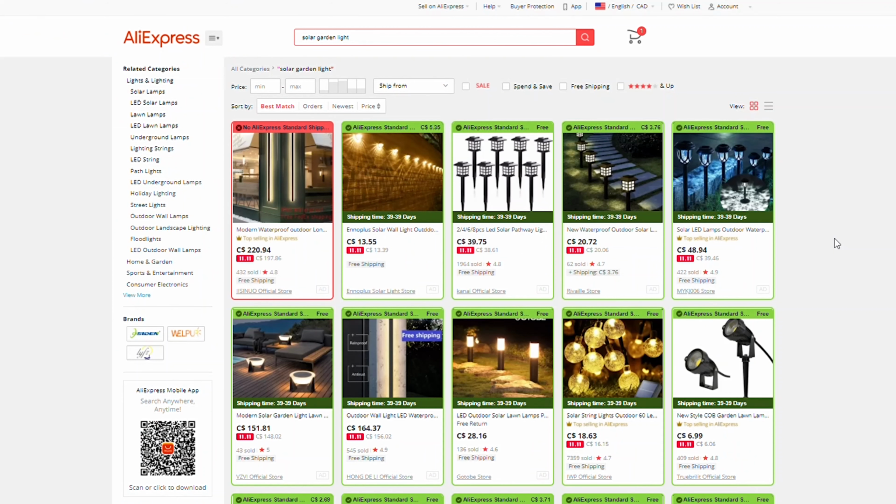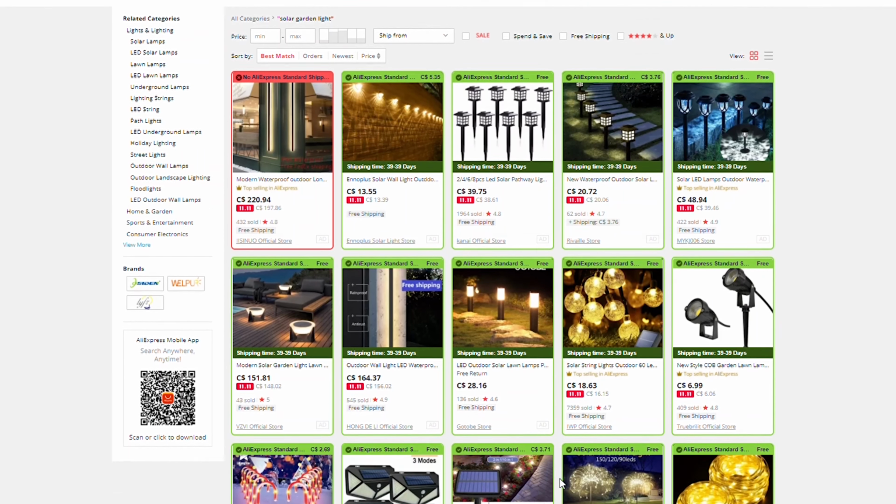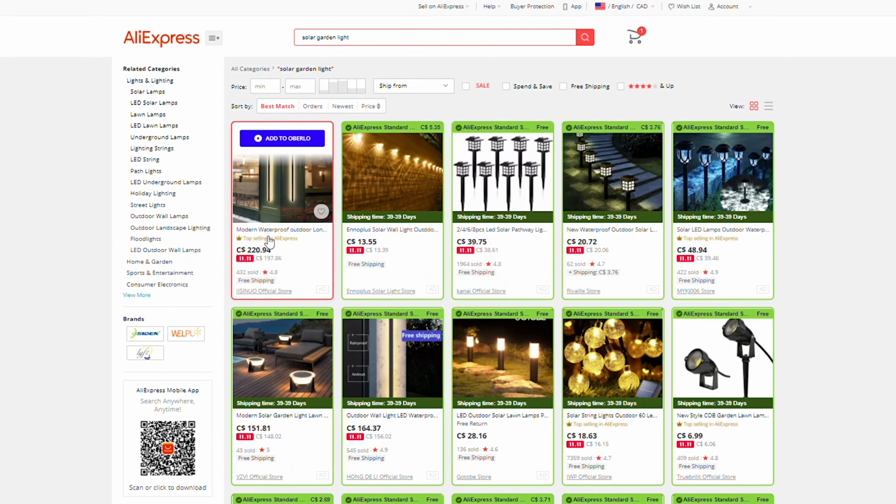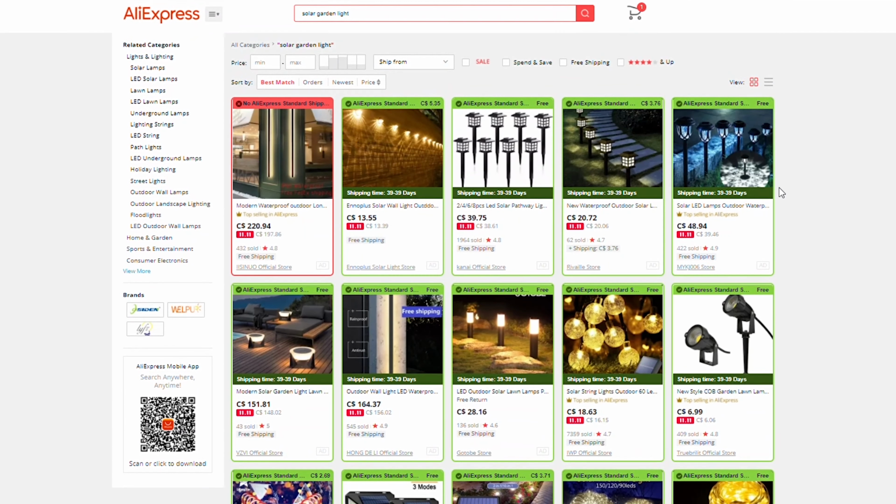Okay, so let's head over to AliExpress to see if we can find a good solar light to sell. As you can see, there are tons of different versions of this product. You'll want to take a look at each one of them and see which is more unique and maybe has better features. For example, let's take a look at this one. There are probably way better options than this, because you can always find a better version, but this one looks pretty good to me, so let's just click on it.